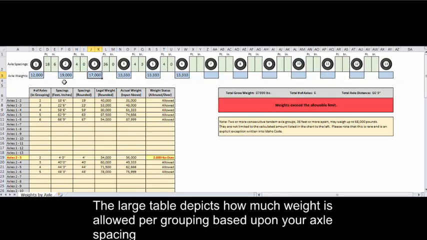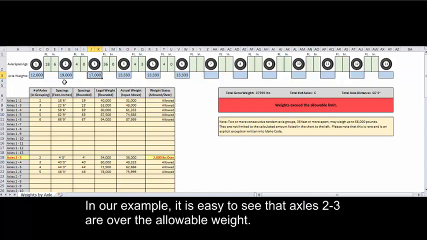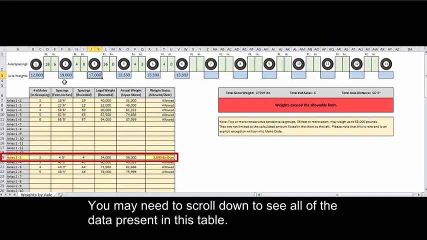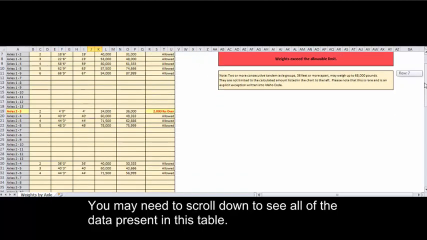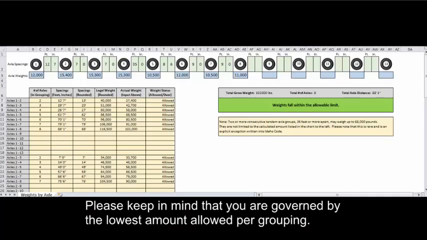The large table depicts how much weight is allowed per grouping based upon your axle spacing and may be used to troubleshoot errors or weight distribution questions. In our example, it is easy to see that axles 2 through 3 are over the allowable weight. You may need to scroll down to see all of the data present in this table. Please keep in mind that you are governed by the lowest amount allowed per grouping.